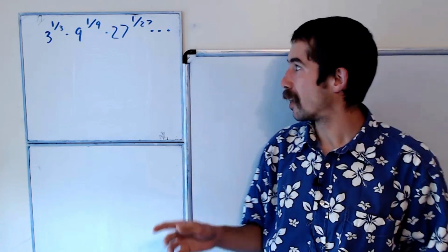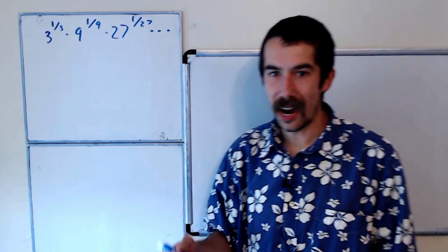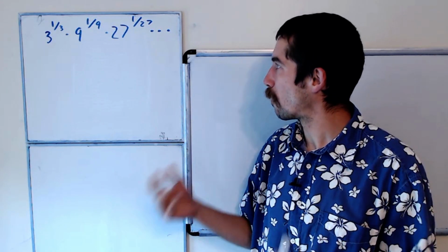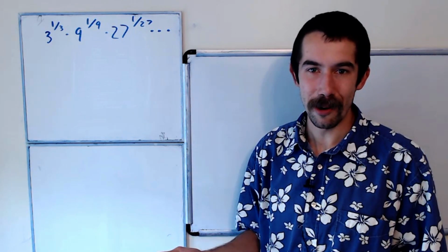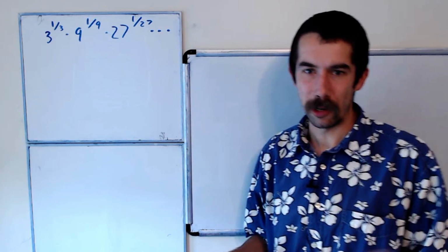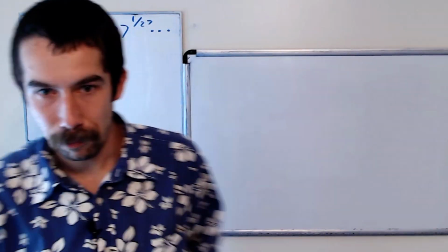Today we're going to evaluate the infinite product: 3 to the 1/3 times 9 to the 1/9 times 27 to the 1/27th and so forth. So try it on your own and let me know if you solve it, or you can just watch me solve it. Okay, so let's call this product P.